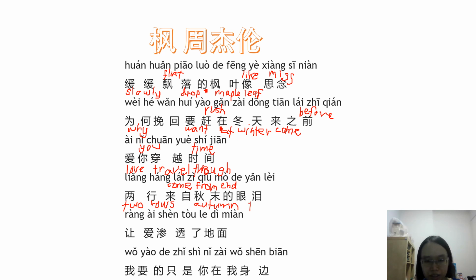眼泪 is tears. The 的 is used to connect the description and the noun. So 眼泪 is the noun. 来自秋末 is the description. So the tears that come from the end of autumn. And 两行眼泪 is probably two lines like this. 让 is let.